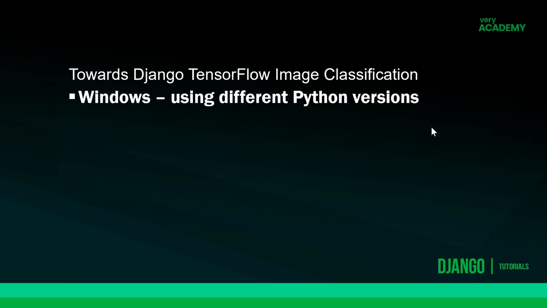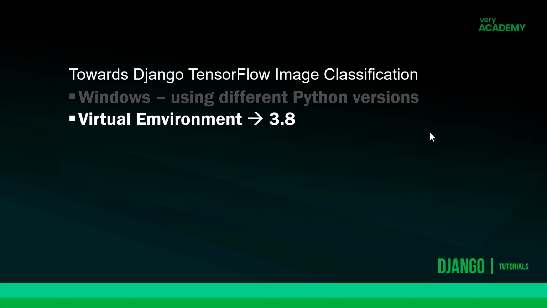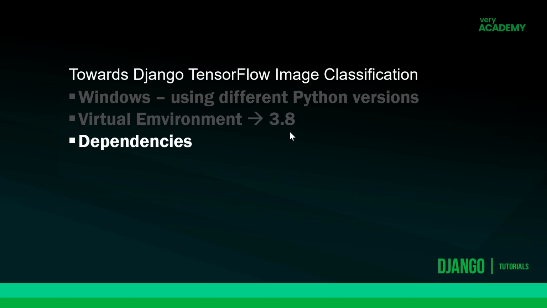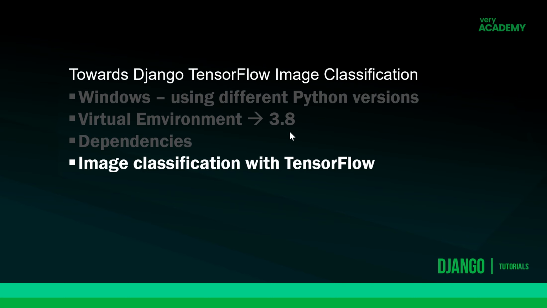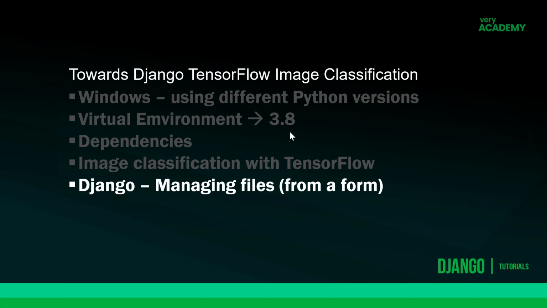So this is a good opportunity to show you a really crude way of installing different versions of Python on Windows, very crude way, and then utilize that for our virtual environment, I need an N there, environment. So once we've done all that, we'll go through installing dependencies for TensorFlow, we'll set it all up in a really simple Django application, and then this also gives us a quick view of managing files from a form.